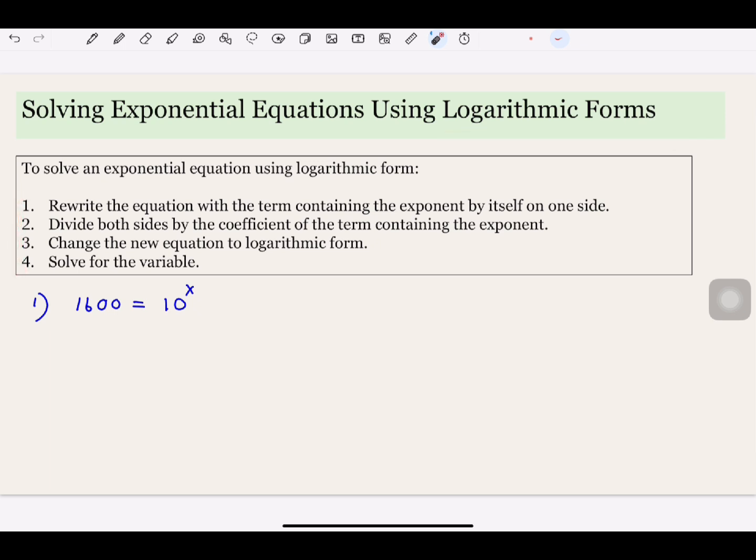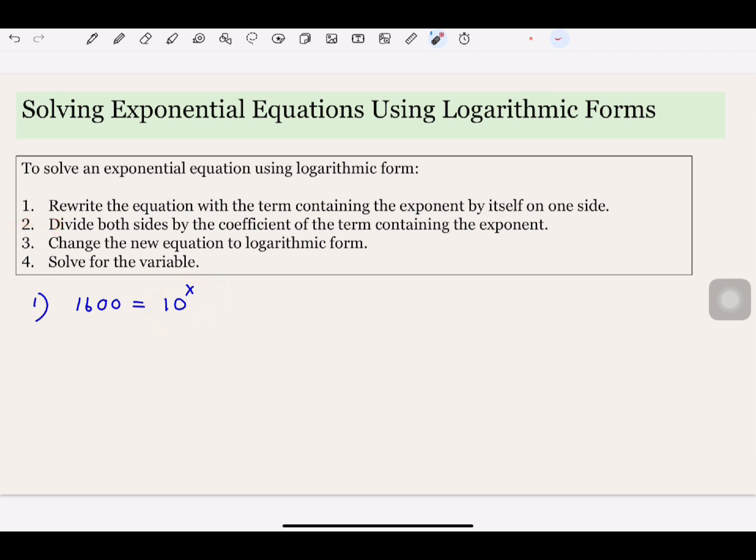In the first step, you are asked to isolate the exponent on one side of the equation. I have an exponent on one side of the equation and it is already isolated, so I don't have to apply the first step. Let's move to the second step. The second step says if we have a coefficient in front of this exponent, we have to divide both sides by that coefficient. But in this case, we don't have any coefficient, so it's just the exponent. We can skip step number 2 as well.